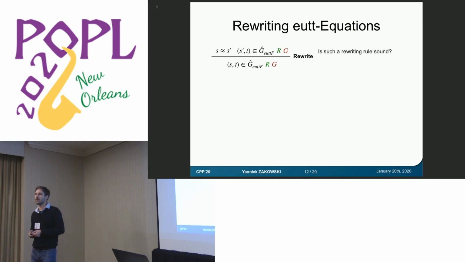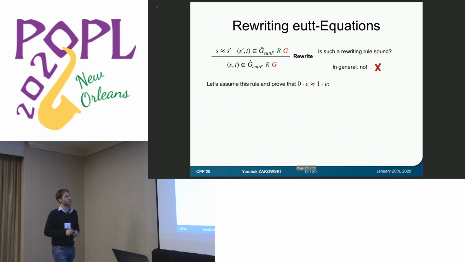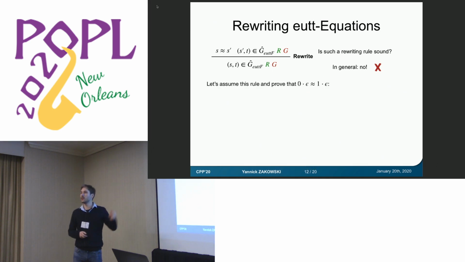Of course, in general, it's not sound. To see this, we can take this small example. We will assume that the rule is sound, and we're going to prove that the stream that just has an element 0 is weakly bisimilar to the one that just has an element 1, which of course is absurd.